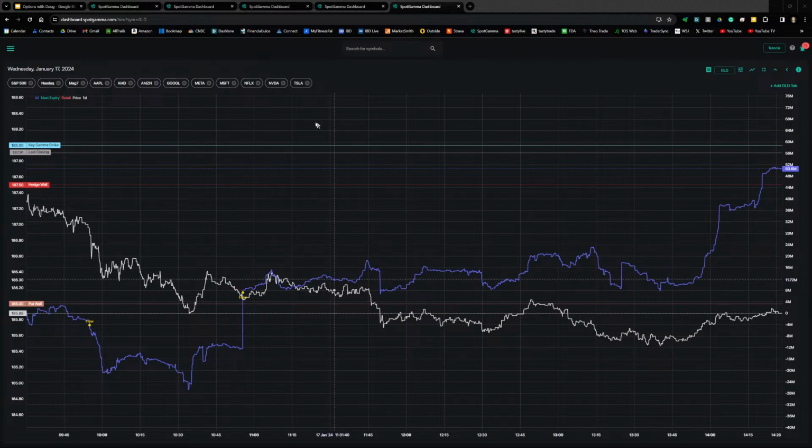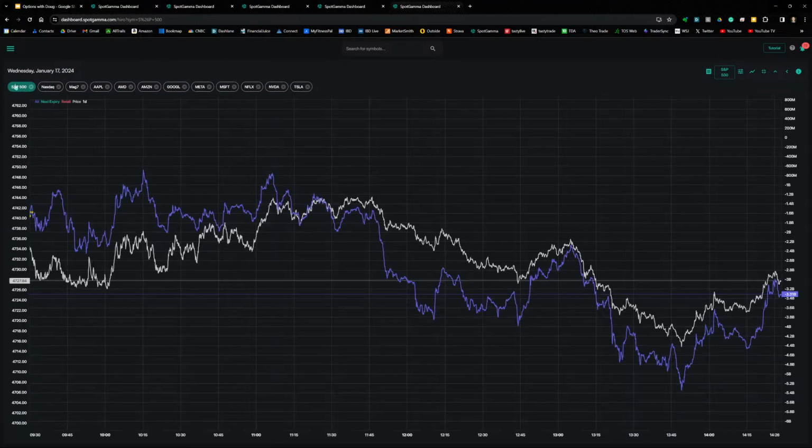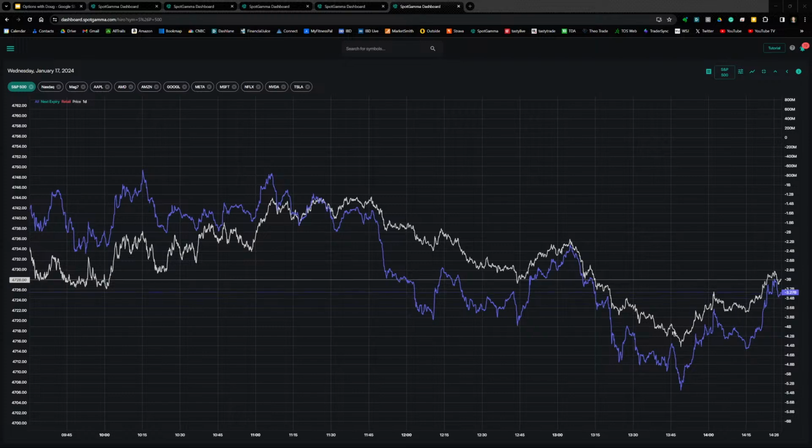All right, let's take a look and see what the indexes are doing again. All right, so it looks like S&P 500 may be trying to reverse higher. Let's go back to Bookmap.